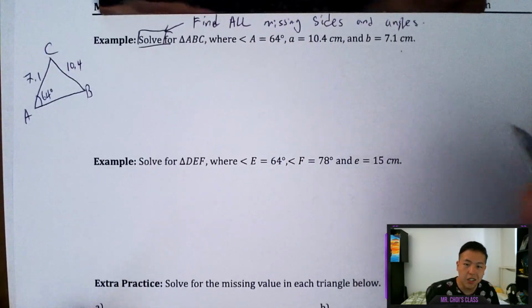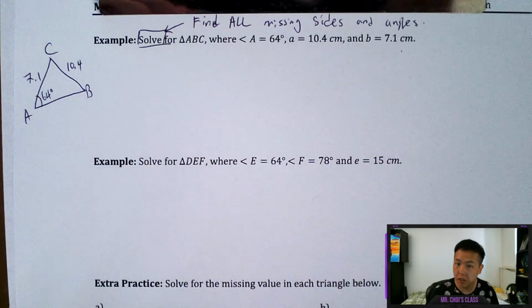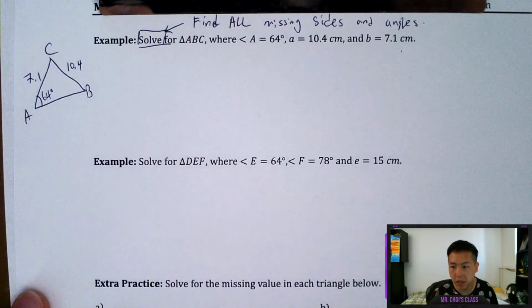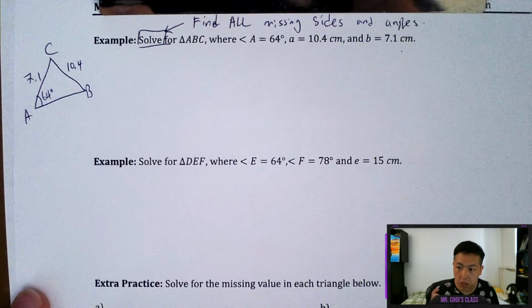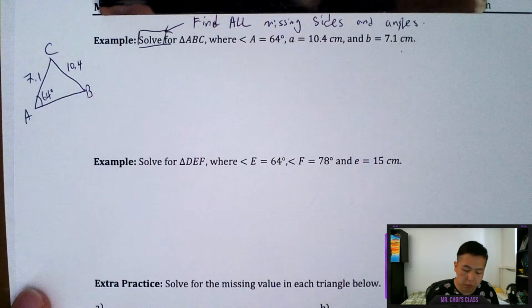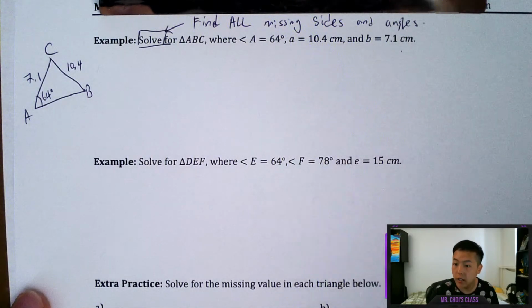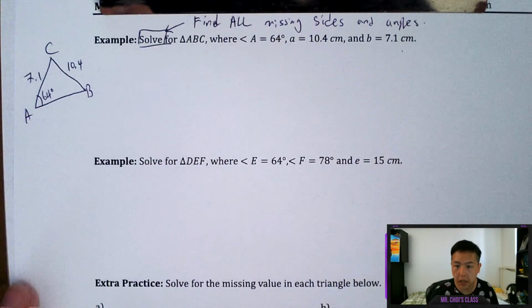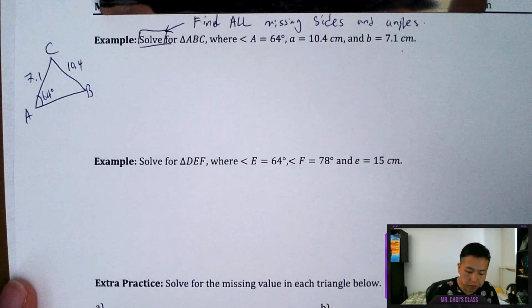So you're not done until every single missing piece of information is given. Okay? You need to find every single piece of information. Right? So this is a longer question. I can give you something simple like this, and it could take you 5 minutes because you're trying to solve for all the missing sides and all the missing angles. So let's go through each one.